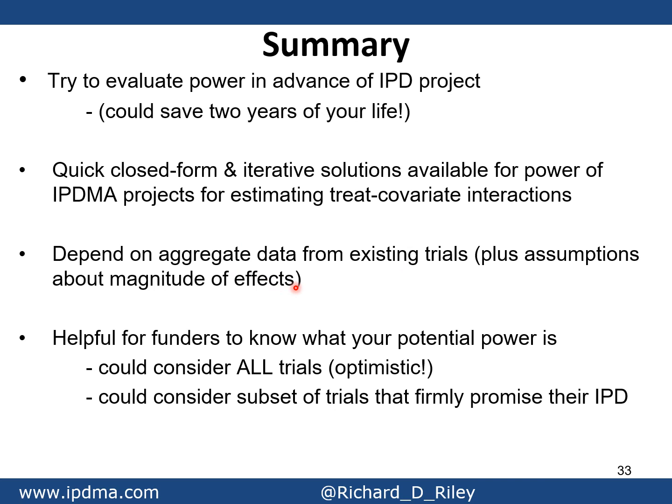And I think what you're going to find is that funders are going to ask you, what's the potential power of your IPD meta-analysis? So you're going to need to do this anyway. And you might want to think about a number of scenarios. For example, if you could get IPD from all trials that you know about, what would the power be? That's a bit optimistic. And if you said, well, I'm going to get IPD from this subset of trials that have definitely promised in writing their IPD, then this would be the power, and demonstrate that, then that would also be advantageous.